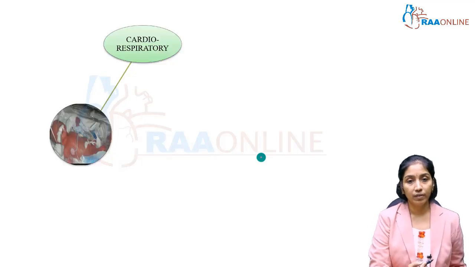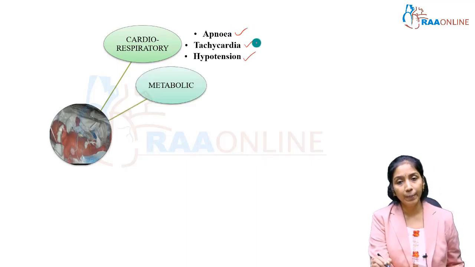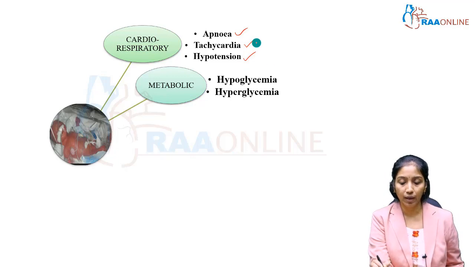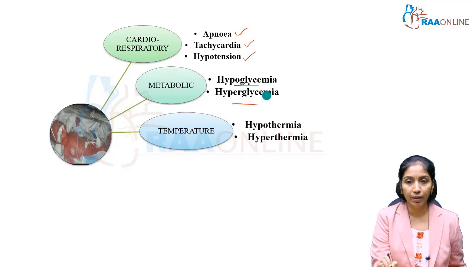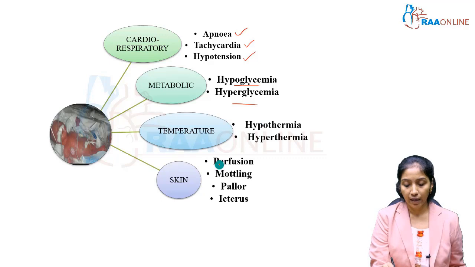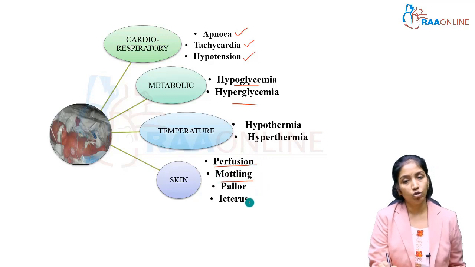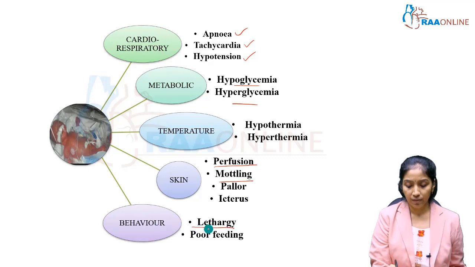So what is the manifestation from the cardiorespiratory aspect? They can present with apnea, tachycardia and hypotension. From a metabolic perspective, there can be hyper or hypoglycemia. And from temperature instability, there can be hyper or hypothermia. And from the perspective of skin, they can show reduced perfusion, they can show mottled skin, the skin can look very pale and there can be jaundice as well. In terms of behavior, the child can manifest with lethargy and poor feeding.